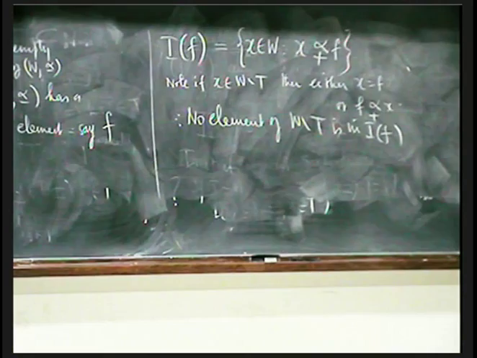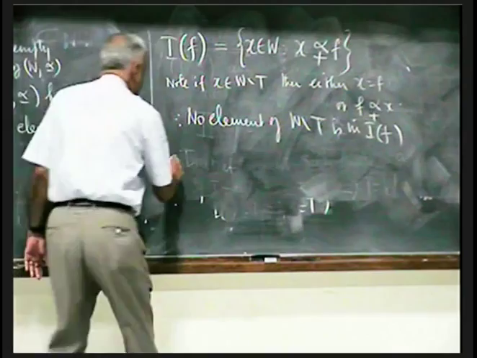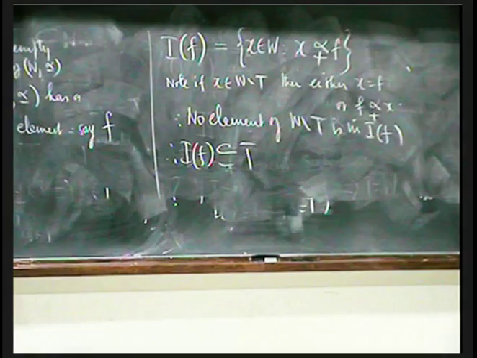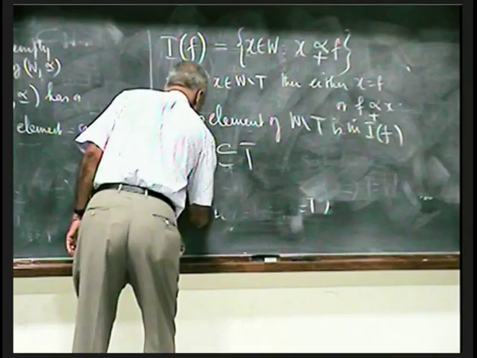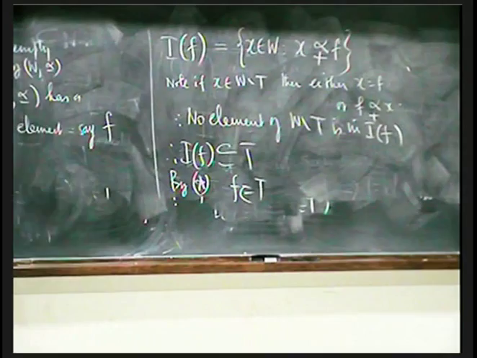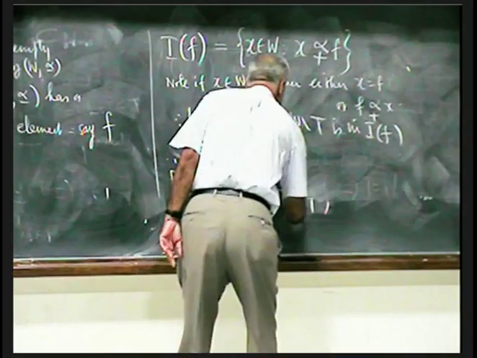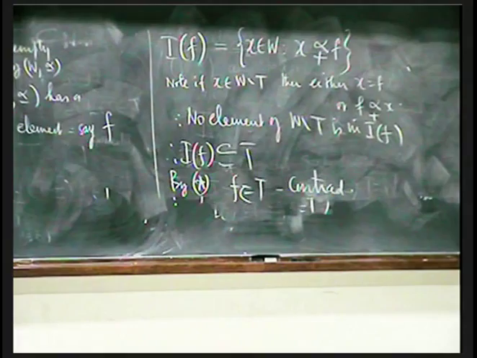So, therefore, I_F is definitely fully in T, because nobody in I_F comes from W minus T. Now, if I_F is contained in T, the hypothesis says F must belong to T. So, therefore, by star, F must belong to T, which is a contradiction because F was chosen from outside T. Therefore, our gambit was worth taking. This is false, and therefore W equals T.